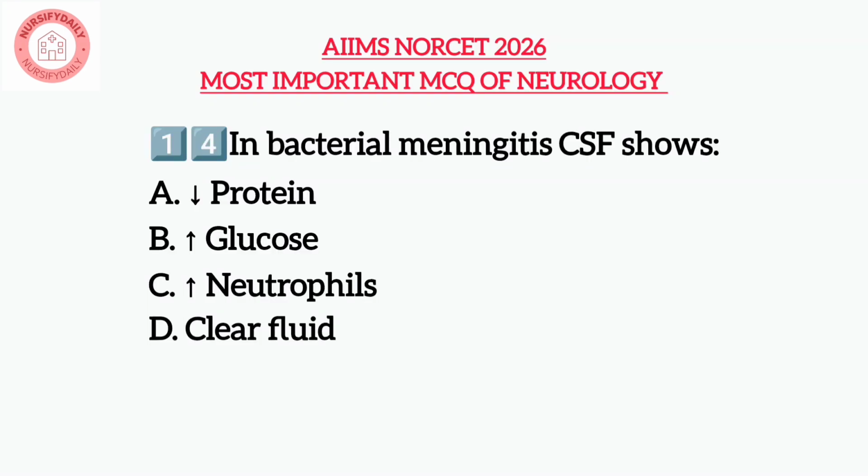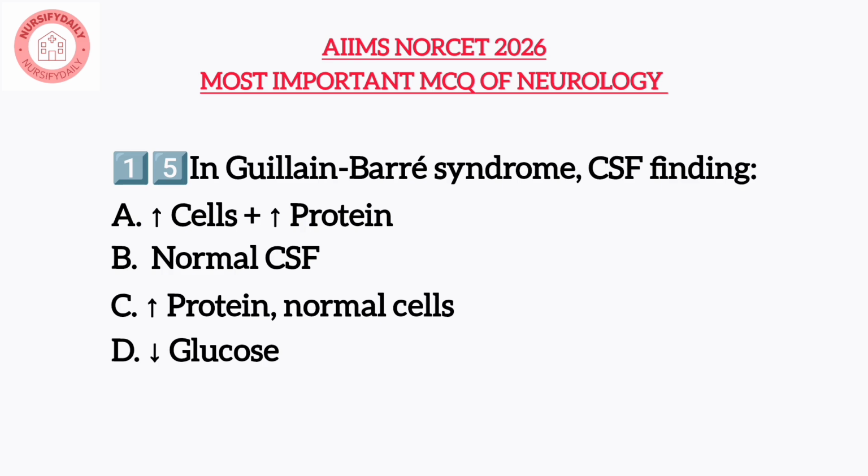In bacterial meningitis, CSF shows A. Increase protein, B. Increase glucose, C. Increase neutrophils, D. Clear fluid. In Guillain-Barré syndrome, CSF finding A. Increase cells plus increase protein, B. Normal CSF, C. Increase protein, normal cells, D. Decrease glucose.